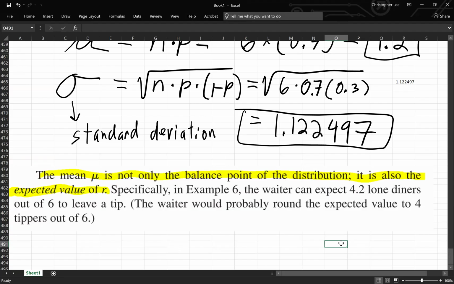All right, so the mean mu is not only the balance point of the distribution, it is also the expected value of R. Specifically, in example 6, the waiter can expect 4.2 lone diners out of the 6 to leave a tip, right? So the waiter would probably round the expected value to 4 tippers out of 6.